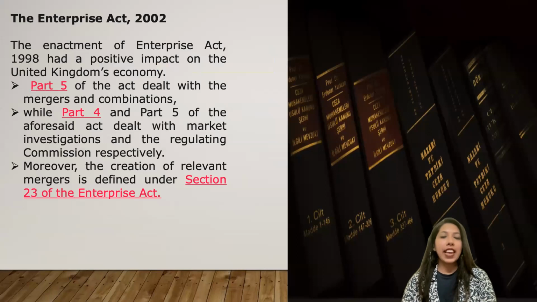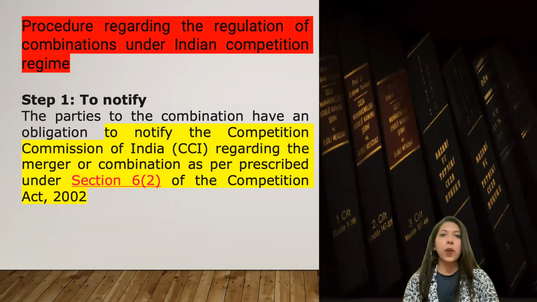The next one is the Enterprise Act of 2002, yet another important act. Part 5 of the act deals with and regulates mergers and combinations. Part 4 and Part 5 of the act deal with market investigation and the regulating commissions. Also, the creation of relevant mergers is defined in Section 23 of this Enterprise Act. So these are the acts in the UK.